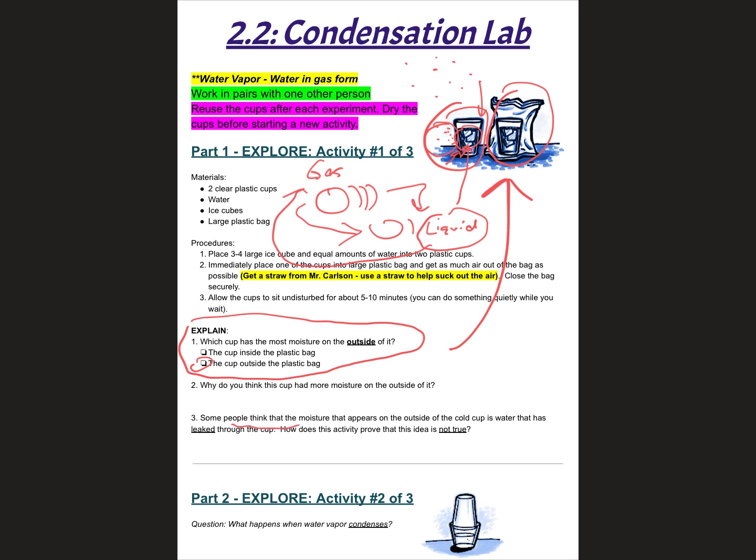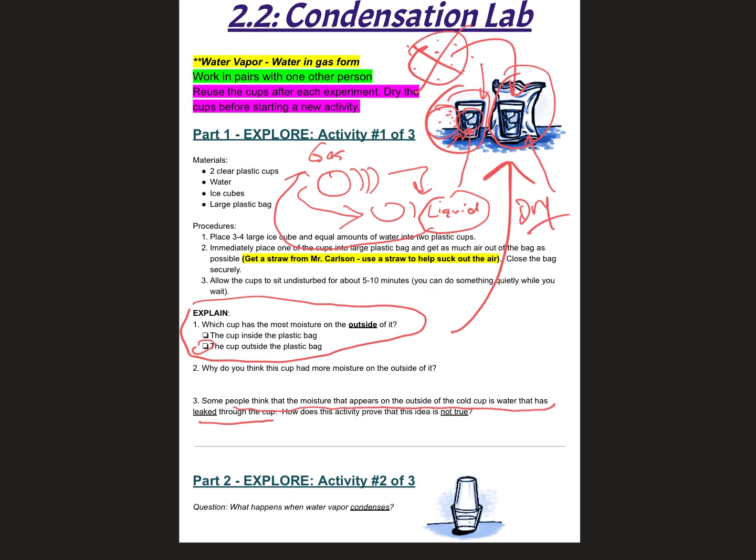Some people think that the moisture that appears on the outside of the cold cup of water has leaked through the cup. That can't be true, because what you should have done is sucked all the air out, sucked all of those gas particles out. They should not be present inside the bag, and therefore your cup should have been dry if you took out enough of the air. So in that scenario, what were you looking at for activity 2?